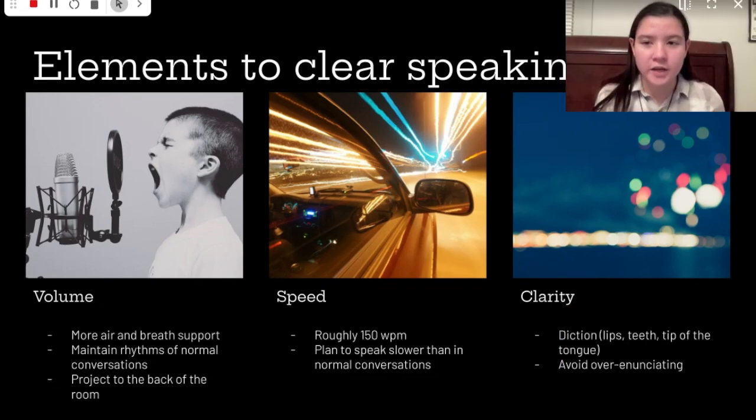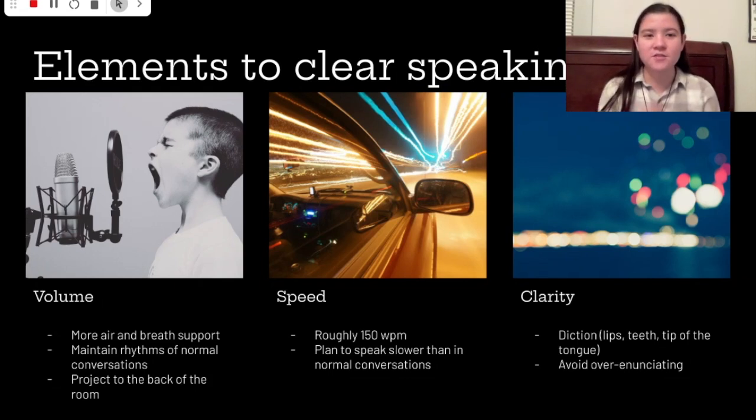The final aspect for elements to clear speaking is clarity. A phrasing that we use in music settings a lot is this idea of lips, teeth, tip of the tongue. So it's very forward. All of these elements are going to give you clear diction and articulation that are going to make sure you're understood.